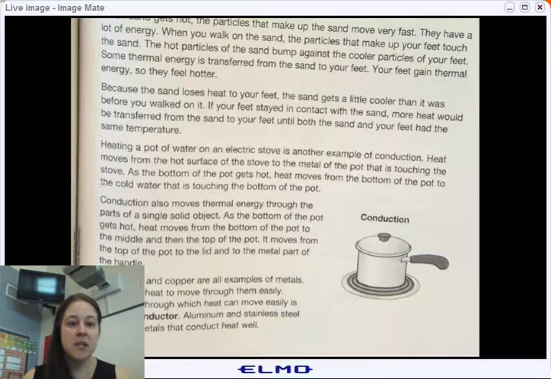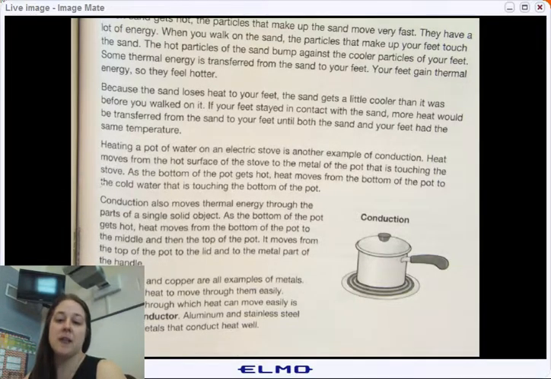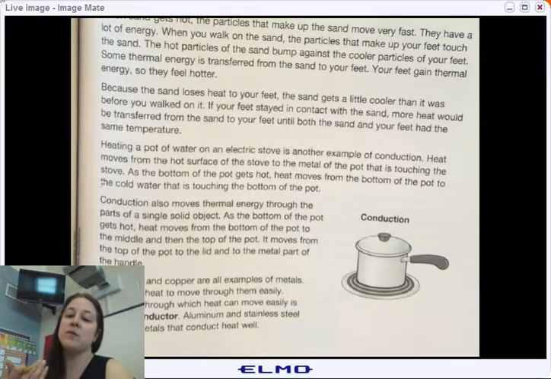Heat moves from the hot surface of the stove to the metal of the pot that is touching the stove. As the bottom of the pot gets hot, heat moves from the bottom of the pot to the cold water that is touching the pot.